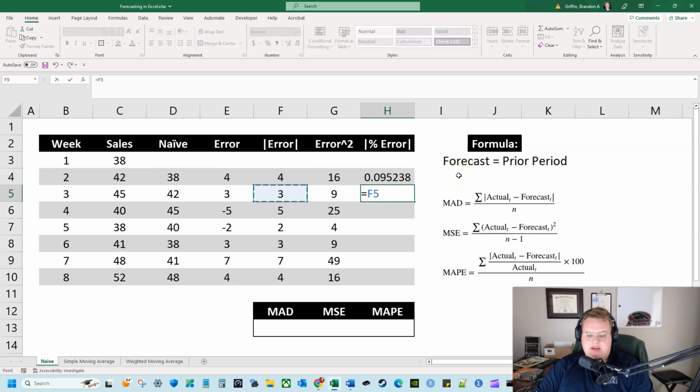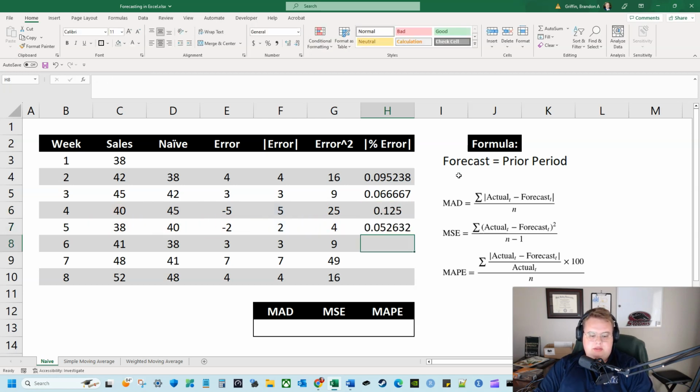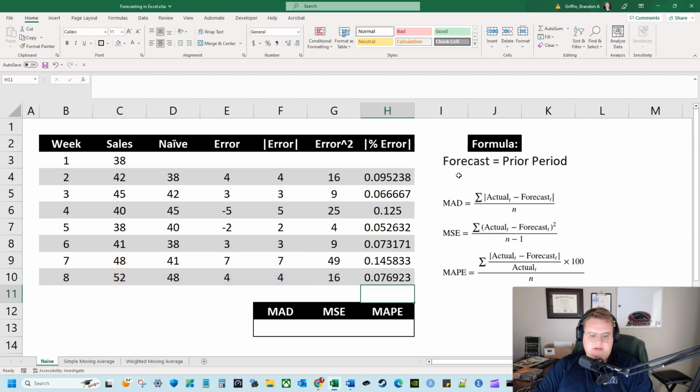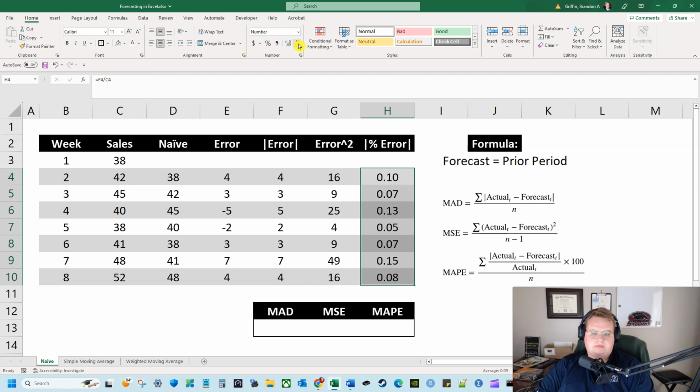I'm going to go ahead and do that for each one. So I do 3 divided by 45. Here is going to be positive 5 because I'm using the absolute error. 2 divided by 38. Let me do 3 divided by 41. 7 divided by 48. And lastly, I'm going to do 4 divided by 52. All right, let me go ahead and round this to 2 decimal places.